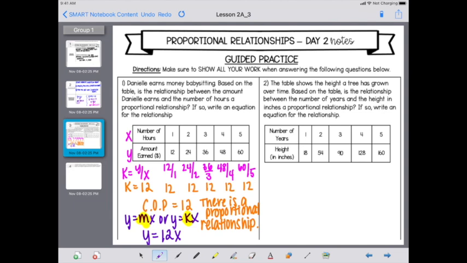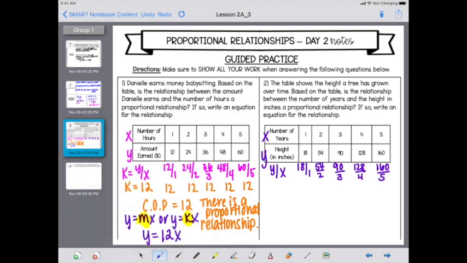For number 2. Number 2 is showing a table with the height a tree has grown over time. Based on the table, is the relationship between the number of years and the height in inches a proportional relationship, and if it is, we're going to write out an equation. So number of years, again, time is going to be x, height is going to be y, so we want to do y divided by x: 18 divided by 1, 54 divided by 2, 90 divided by 3, 128 divided by 4, 160 divided by 5.